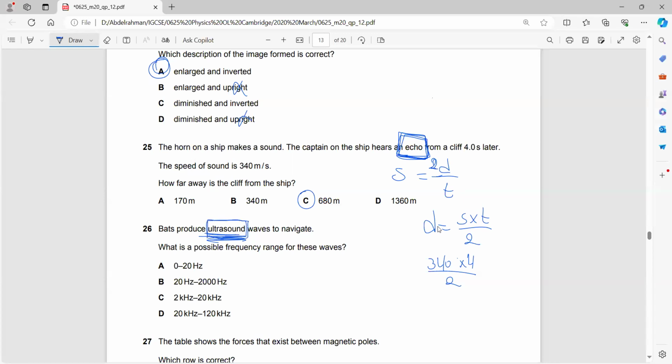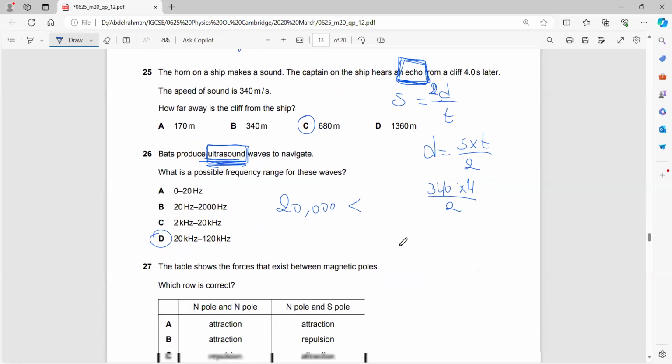They only produce ultrasound. Which of these answers is only ultrasound? Any ideas? It has to be greater than 20,000 hertz, so the range could be from 20,000 to 120,000.